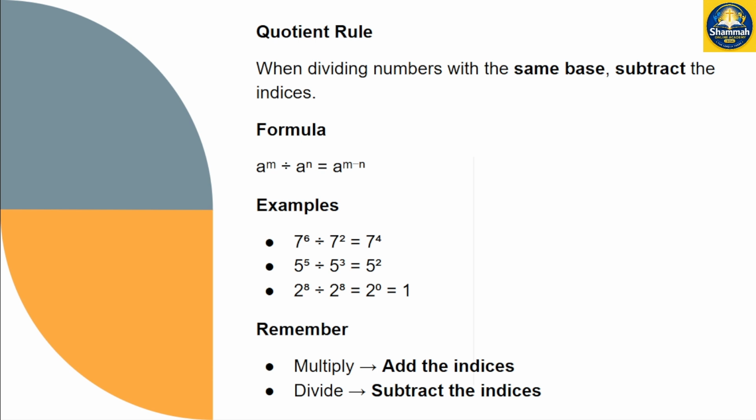Then we have 2 raised to the power 8 divided by 2 raised to the power 8. We simply do 2 raised to the power 8 minus 8, which gives us 2 raised to the power 0. Any number raised to the power 0 is simply what? 1. Remember, when you are multiplying numbers with the same base, add the indices. When you are dividing numbers with the same base, subtract the indices.